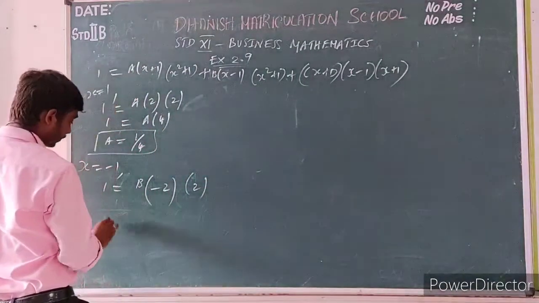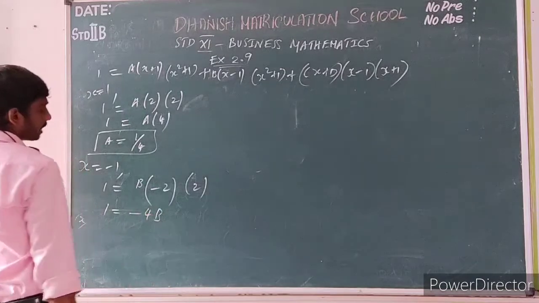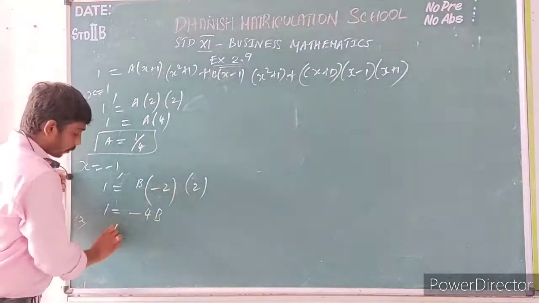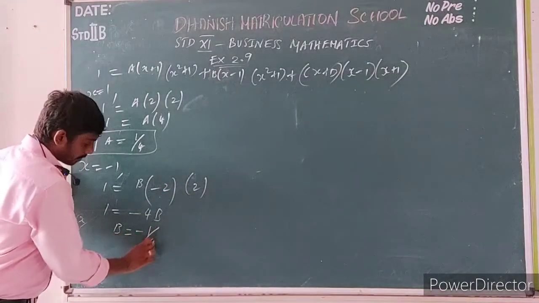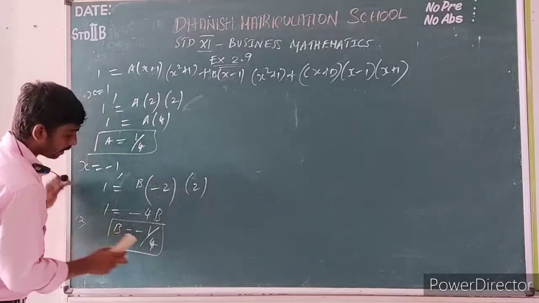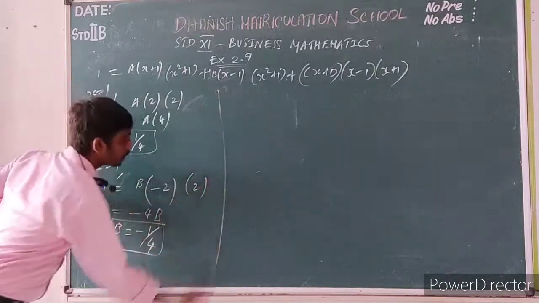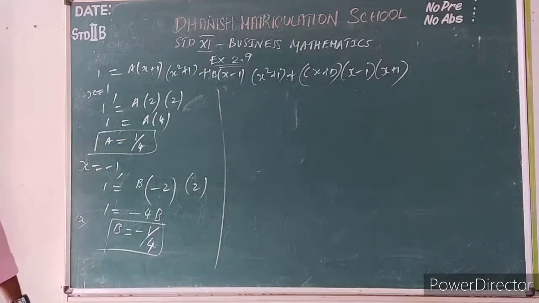So then what is our minus 4b? Here we are getting minus 4b, then b is equal to minus 1 by 4 is the answer for the value of b. Now we are going to find out the c value. So how to find out the c value?